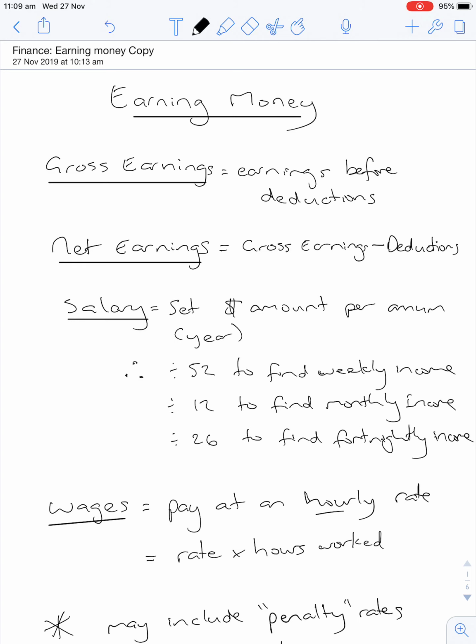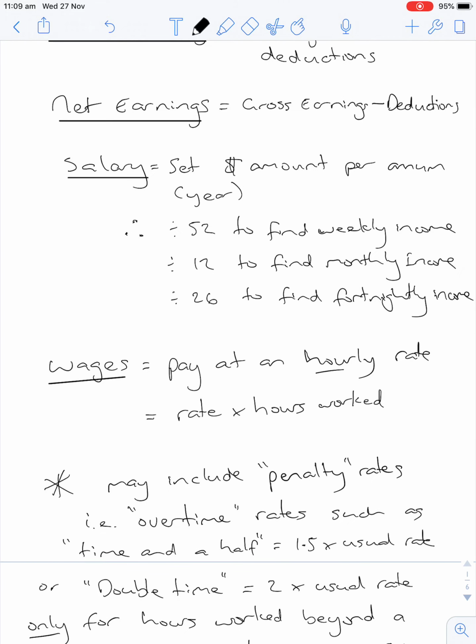Now, salary is the other word you need to understand. Salary is basically when you get paid a set amount of money per annum, which is per year, and you get paid that regardless of how many hours you've worked. That's generally associated with professional jobs or management level jobs. In that case, it doesn't matter whether you work a 40-hour week or an 80-hour week, the pay you're going to take home is the same.